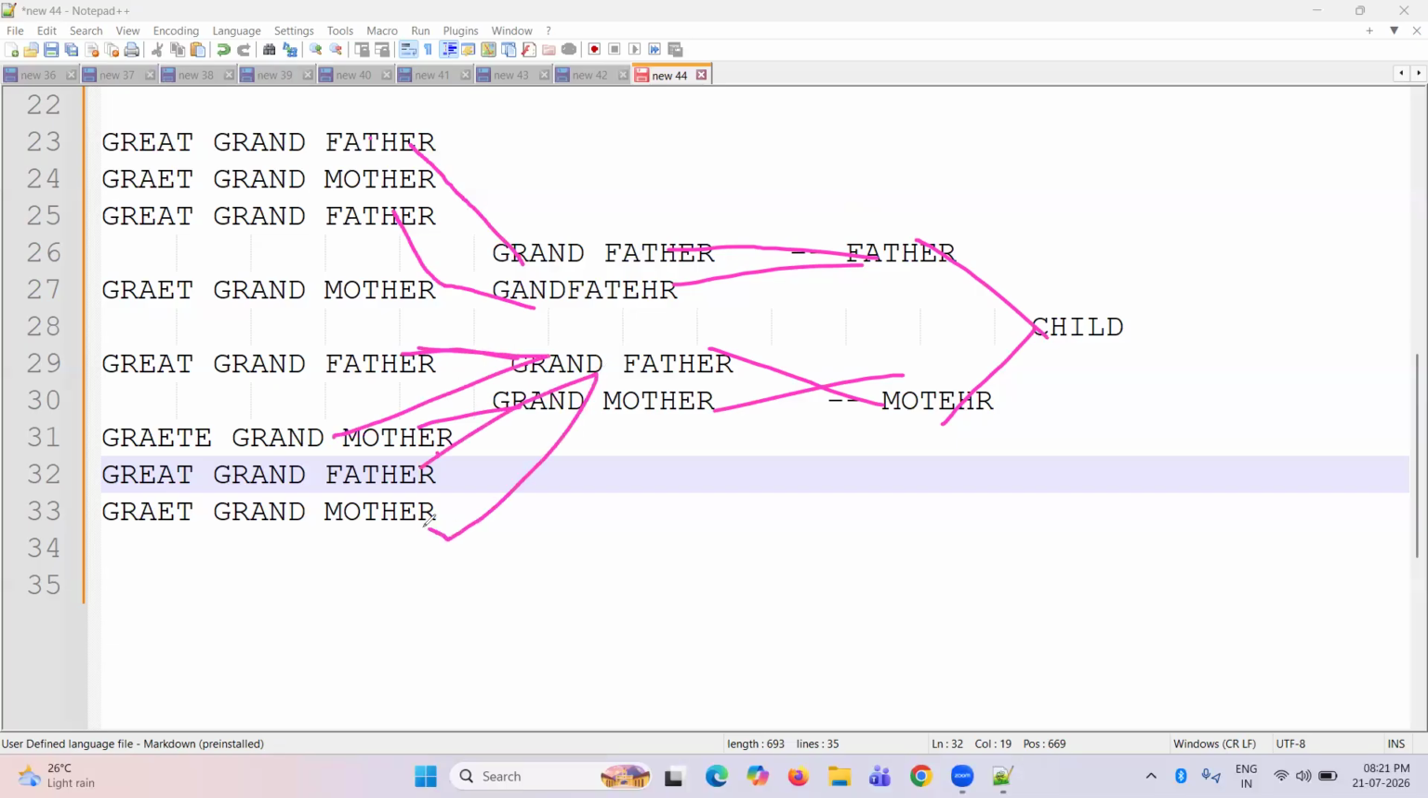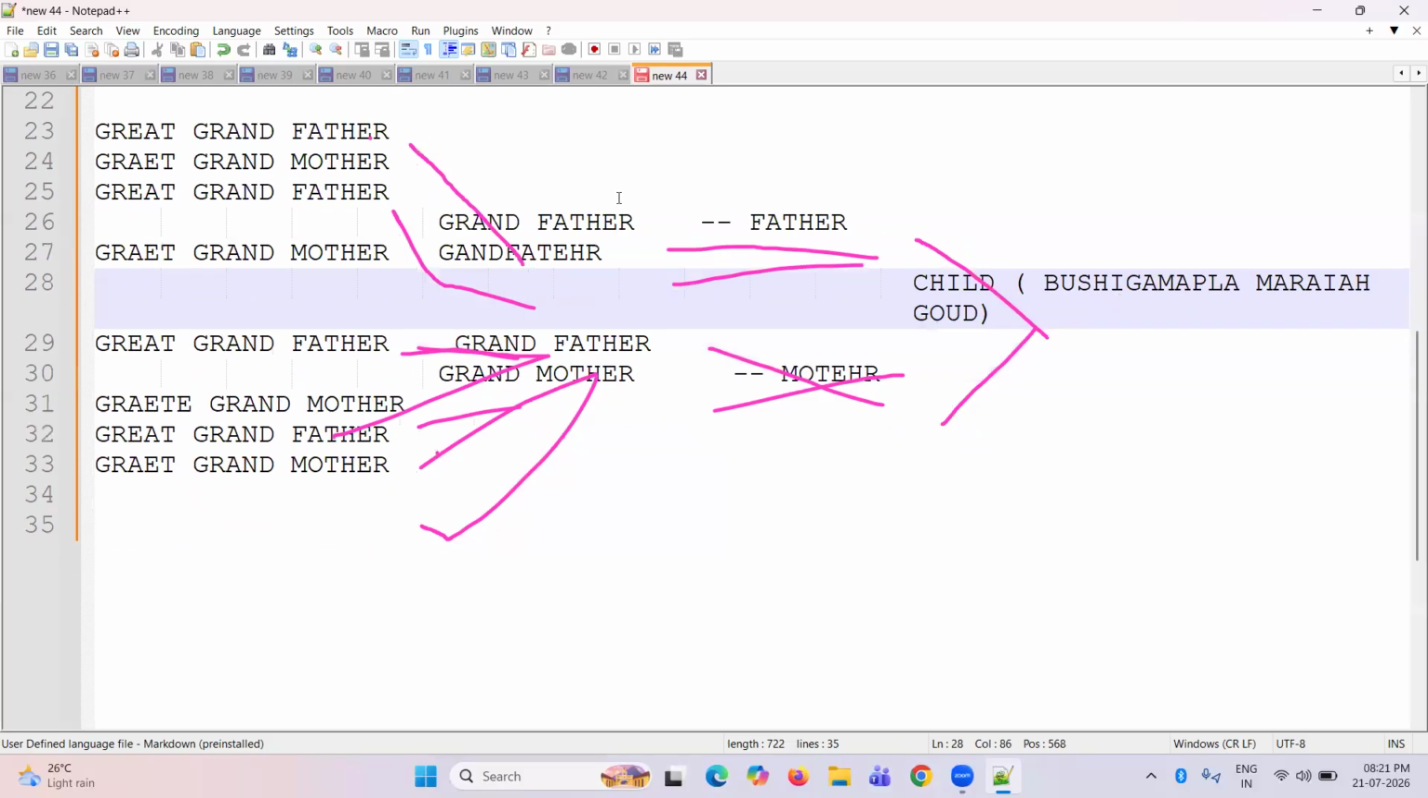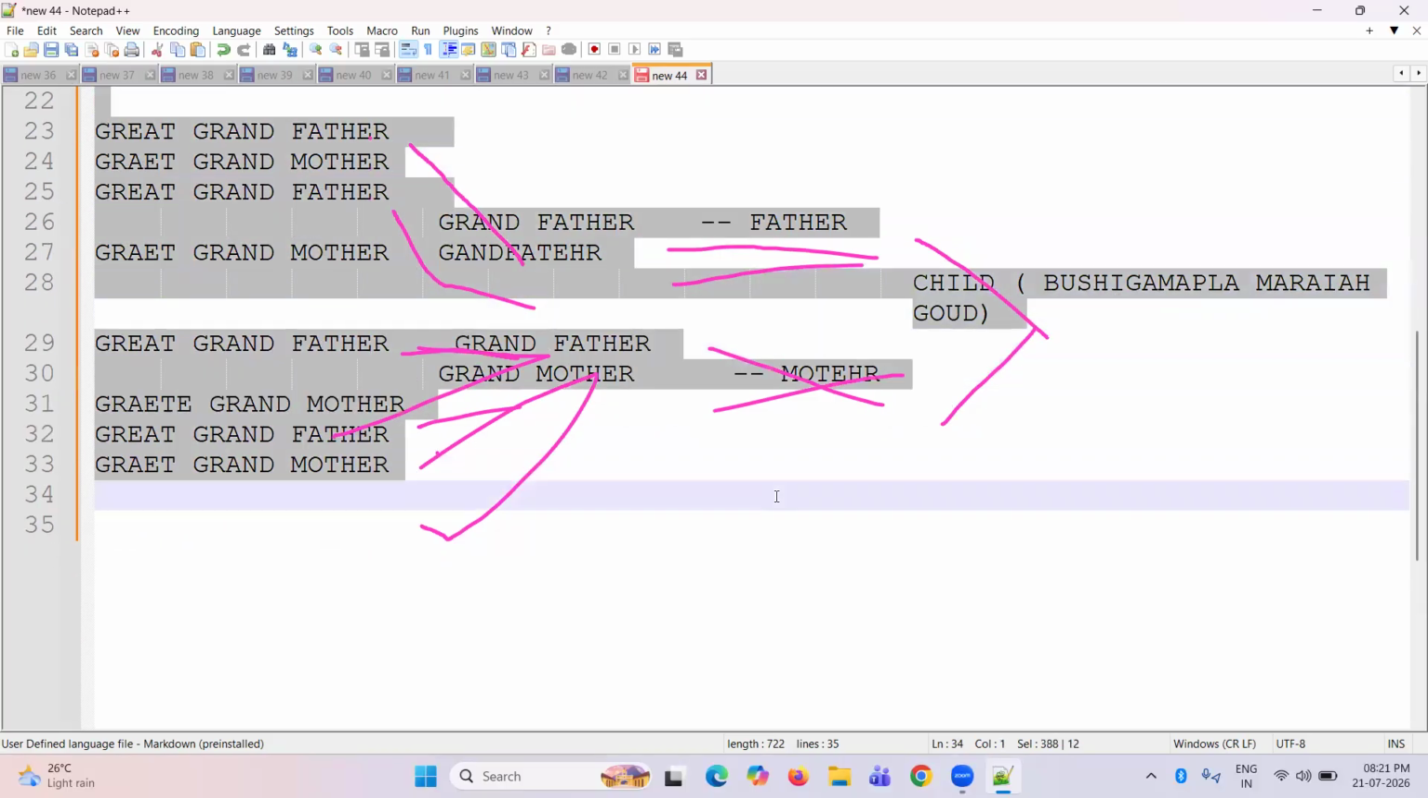Okay, suppose they ask about this child, where this child comes from, who is his family tree, or who is the family tree of this person. Simply seeing this graph we can understand, right?